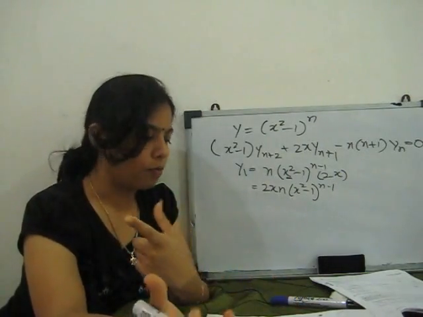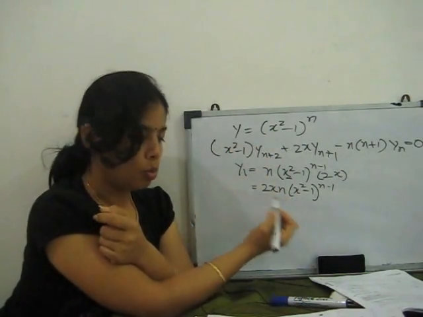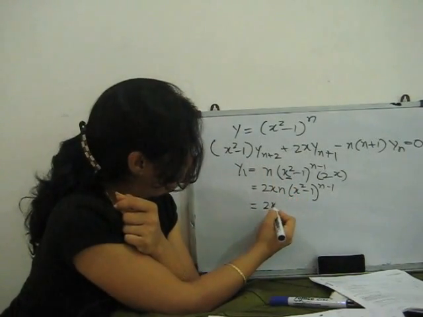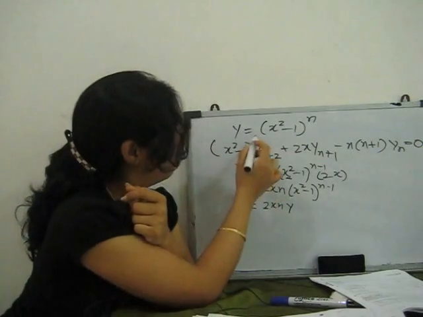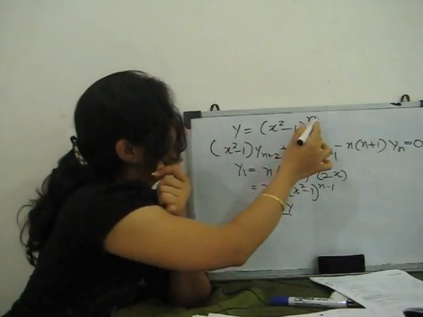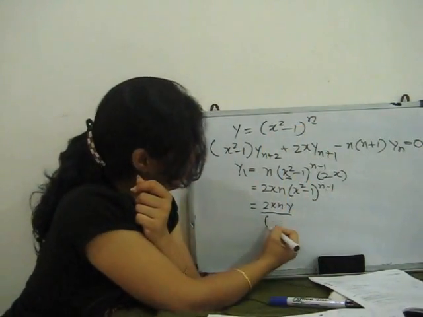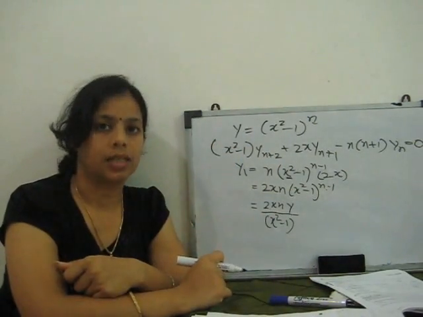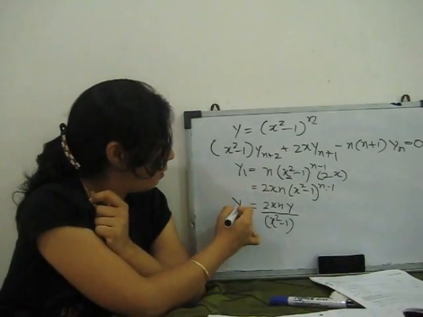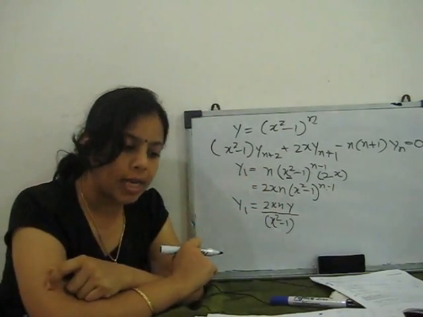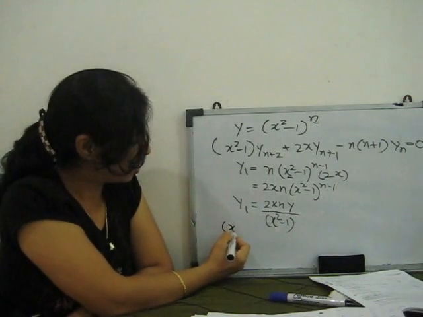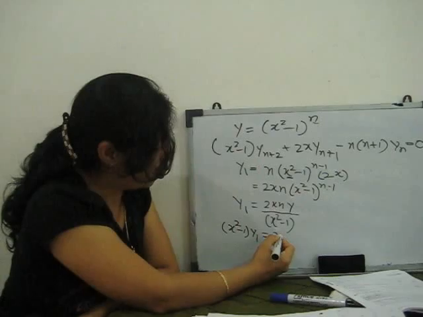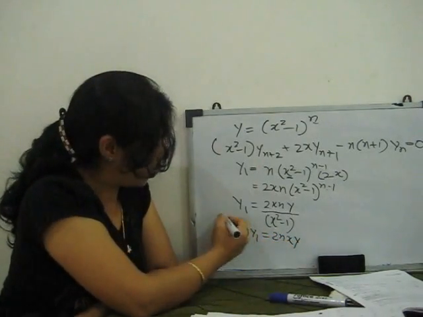Next, we again write 2x and y is this. So there is x to the power n, there is x to the power n, meaning 1, and x square minus 1 is x. So we write like this. So y1 is equal to this one. Again simplify it. So (x square minus 1) y1 is equal to 2nxy.